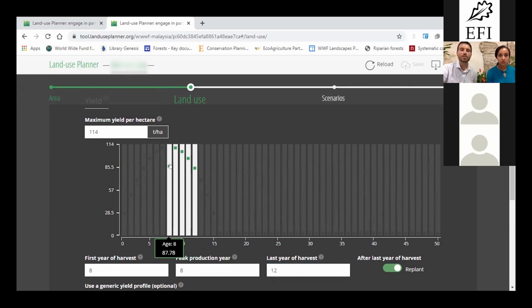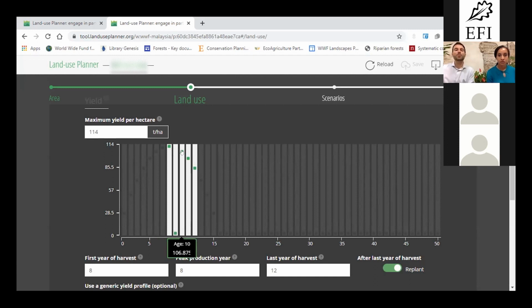Yeah. So for year 8, you have to think what is the yield in year 8. But year 9, if you don't have any harvests, then you put it at 0. This is where you drag the dots to the bottom. Okay, so year 9, exactly. This one, you drag it to the bottom.